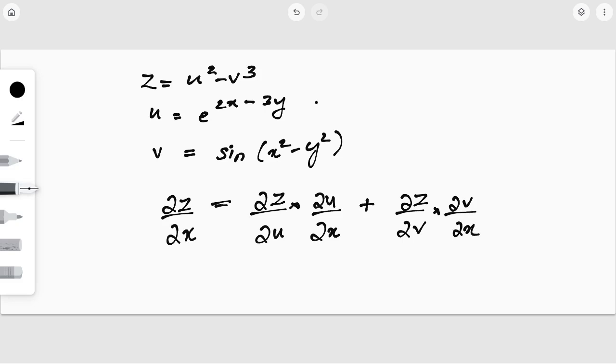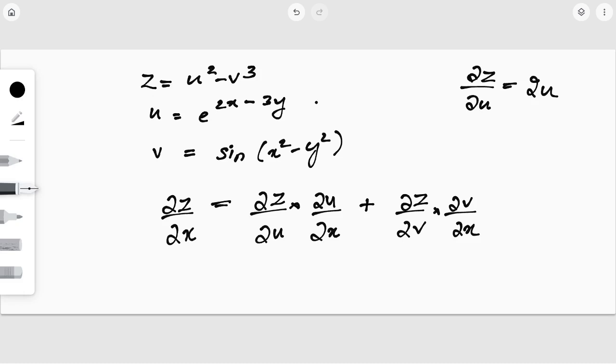Let us find individual terms. So what is dou z by dou u? We have to partially differentiate this u square minus v cube, keeping v as a constant. So what is the differentiation? Dou z by dou u is nothing other than 2u, right?